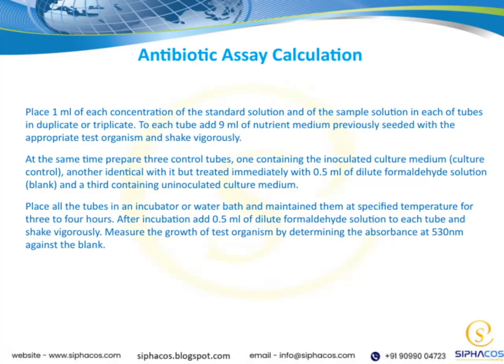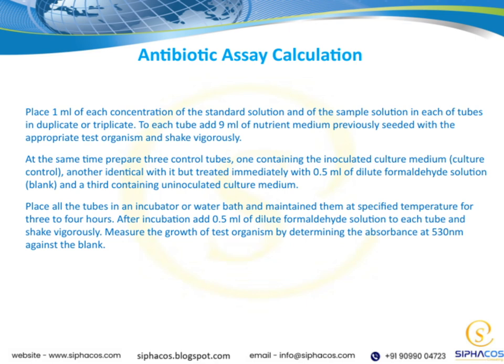Let's go through the procedure step by step. First, you'll place 1 milliliter of each concentration of the standard solution and the sample solution into separate tubes, making sure to do this in duplicate or triplicate for accuracy. Then, to each of these tubes, add 9 milliliters of nutrient medium that has already been seeded with the appropriate test organism, and shake them vigorously to ensure proper mixing.